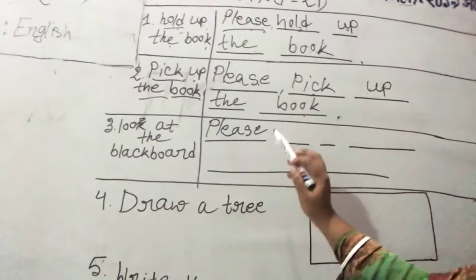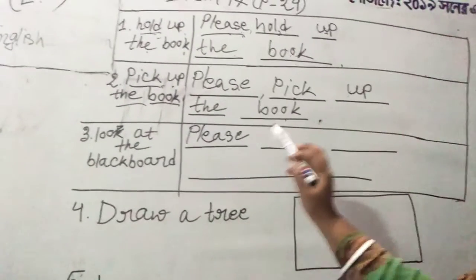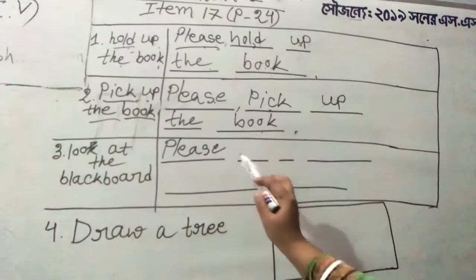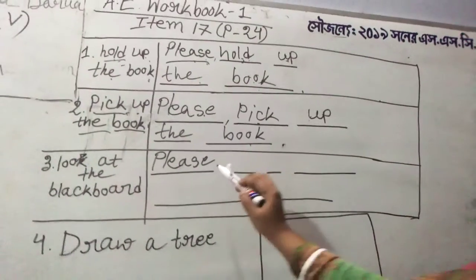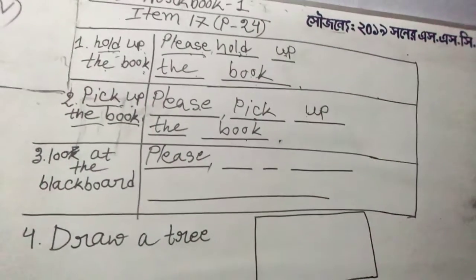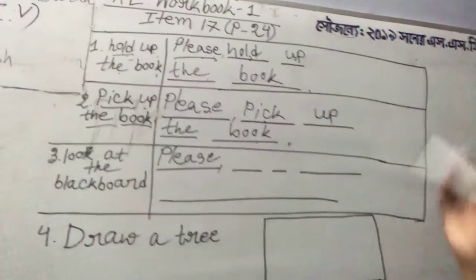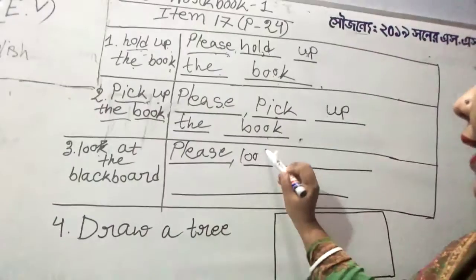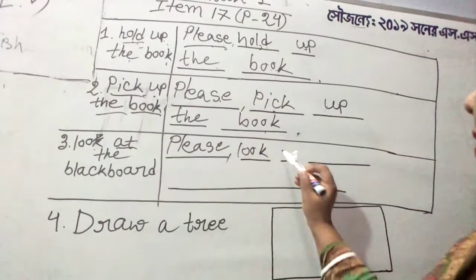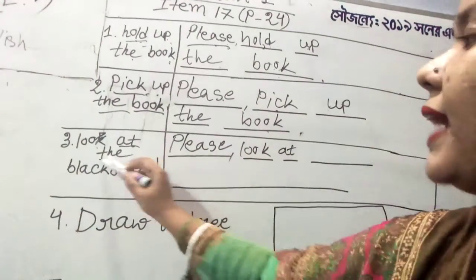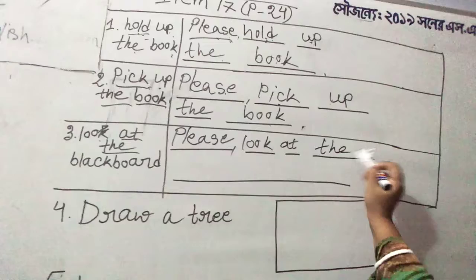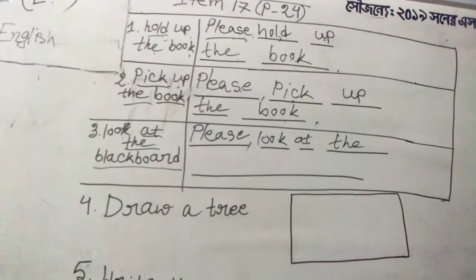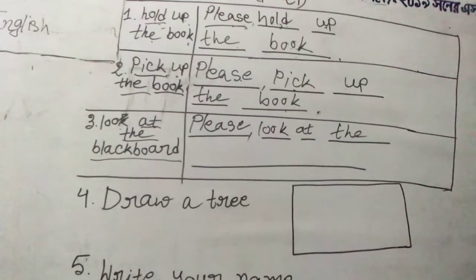Okay, we should write please first. We have to put please at the very beginning of the fill in the gaps. Then, okay, I have written please. Now what else? The else is look. Okay, look, then at, then the. Look at the what? Look at the word. Look at the blackboard.